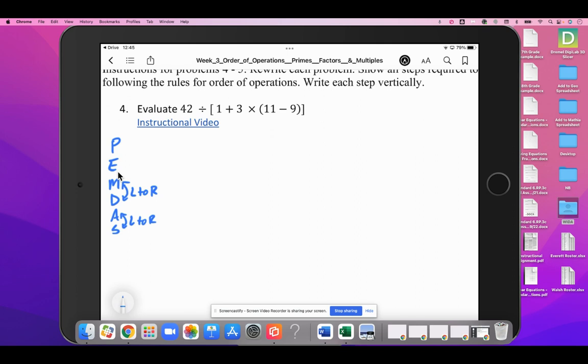So with that, let's look inside parentheses first to see if there's something that we can do. I'm going to rewrite this problem.